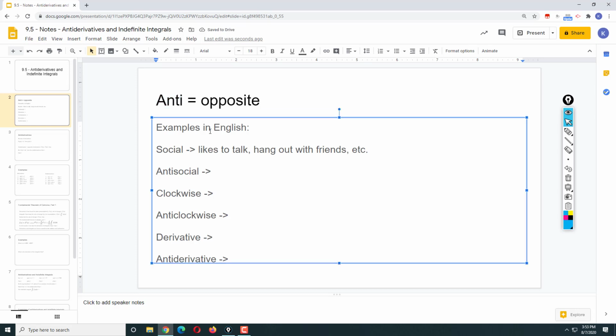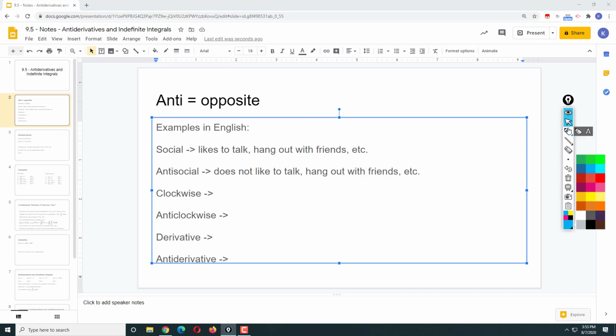So, for example, someone who is social is someone who likes to talk, hang out with other people. That's social. Antisocial, well, is someone who does not like to talk, hang out with friends, etc. So if you're antisocial, you're quiet, you don't want to talk, you don't want to do social things.